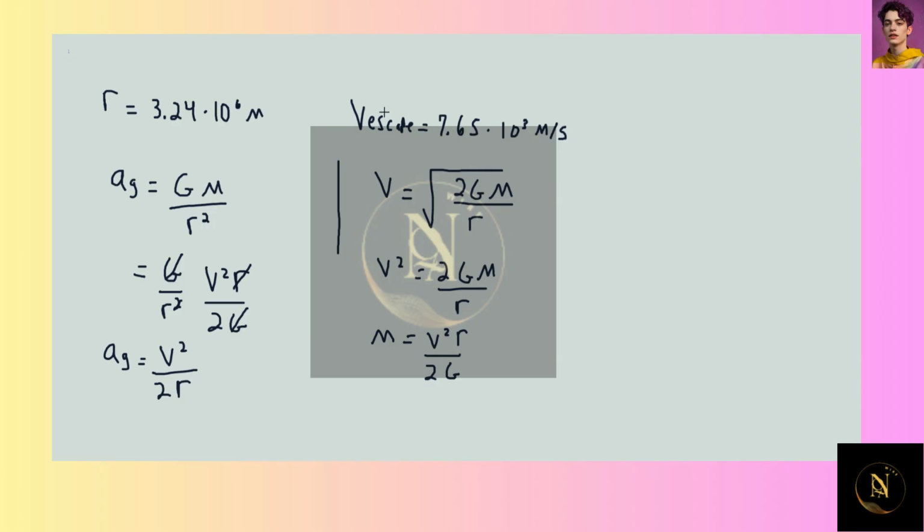And so those are the two values that we're given. And so we can evaluate this, and we get that it's 9.03 meters per second squared.